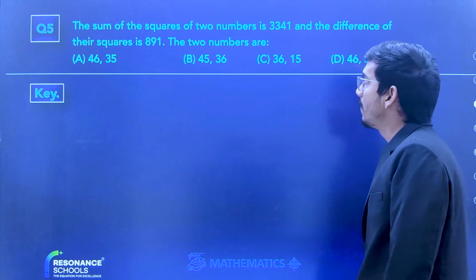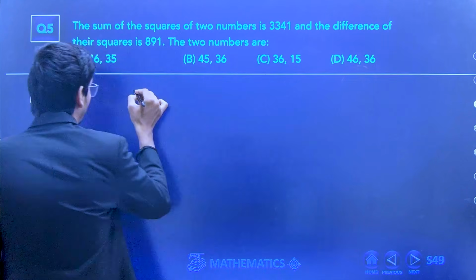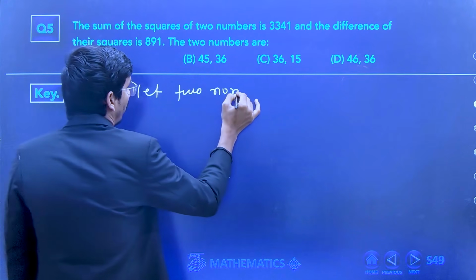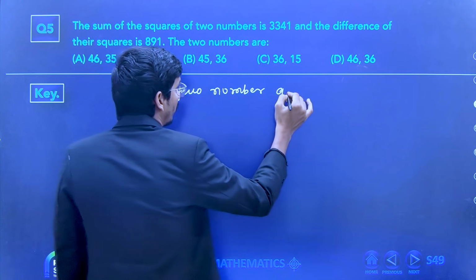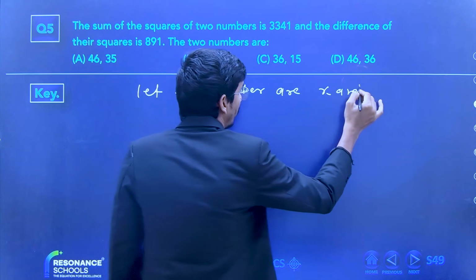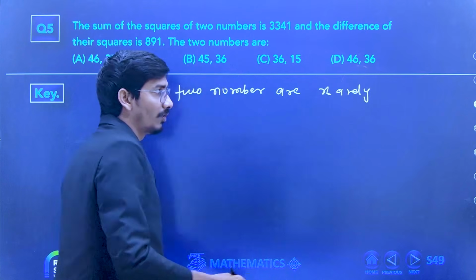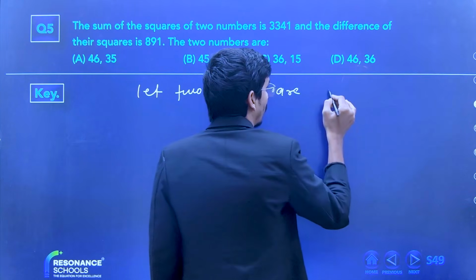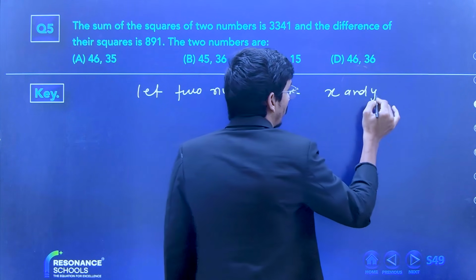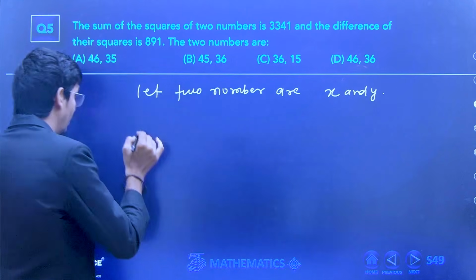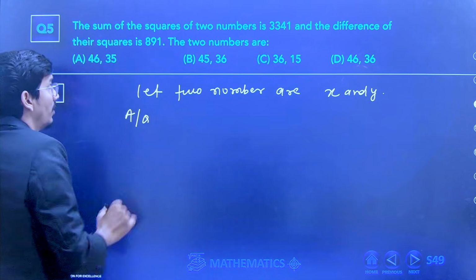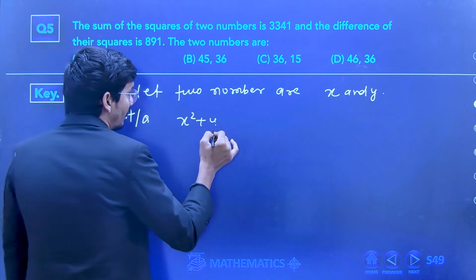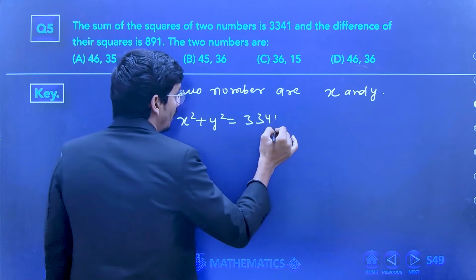So in this question, the sum of squares of two numbers. Let the two numbers be x and y. According to the question, the sum of the squares of the two numbers is 3341, meaning x square plus y square is 3341.